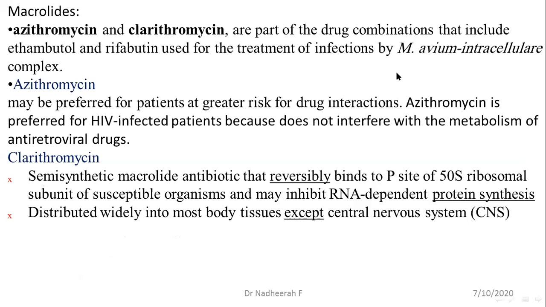Macrolides: azithromycin and clarithromycin are part of a drug combination that includes ethambutol and rifampicin, used for treatment of infections by Mycobacterium avium intracellulare complex. Azithromycin may be preferred for patients at greater risk for drug interactions. Azithromycin is preferred especially in HIV-infected patients because it does not interfere with the metabolism of antiretroviral drugs.